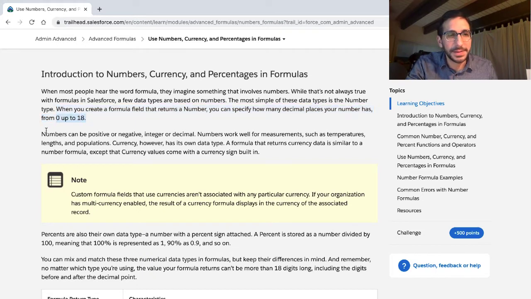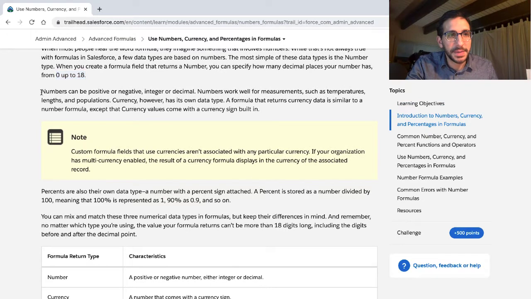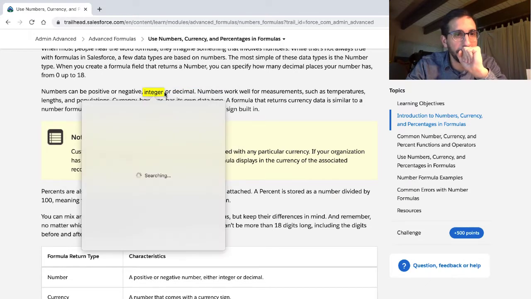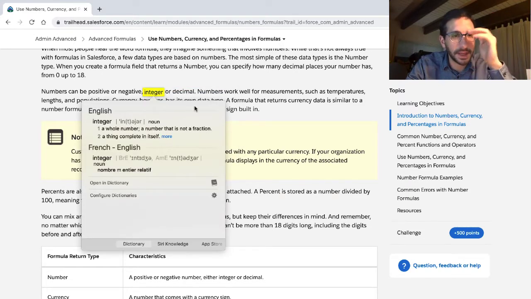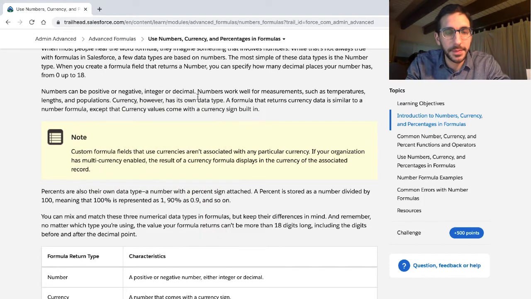I always like benefit statements. Numbers can be positive or negative. Integer or decimal. A whole number, that's not a fraction. Okay. Numbers work well for measurements, such as temperatures, lengths, and populations.